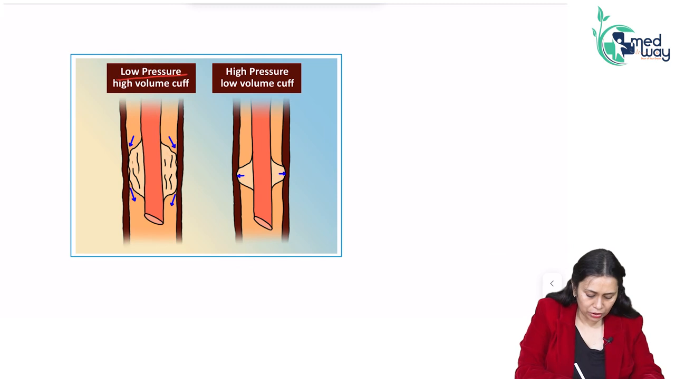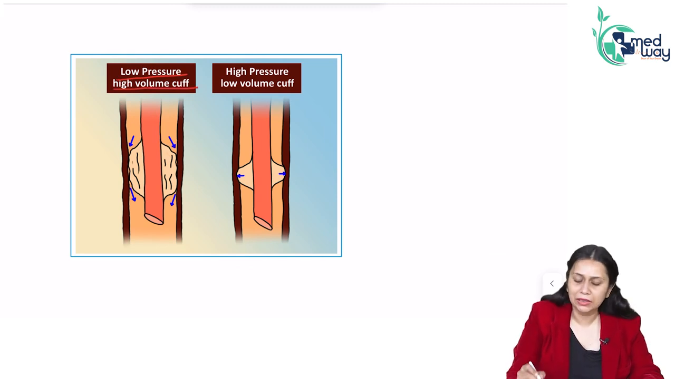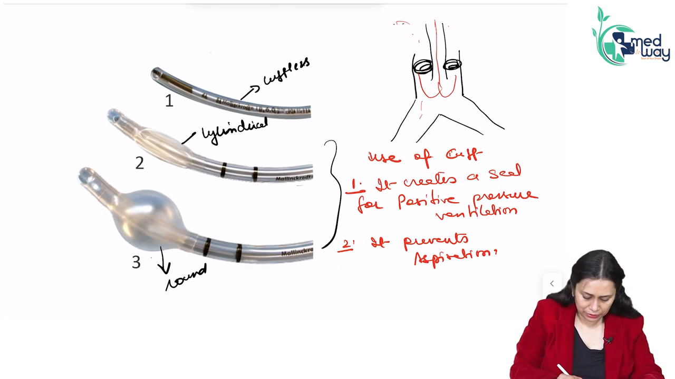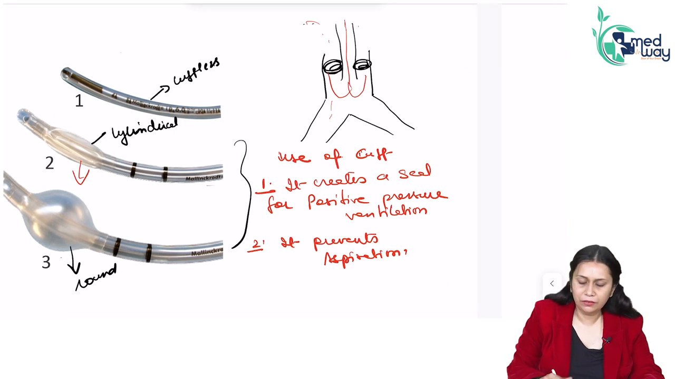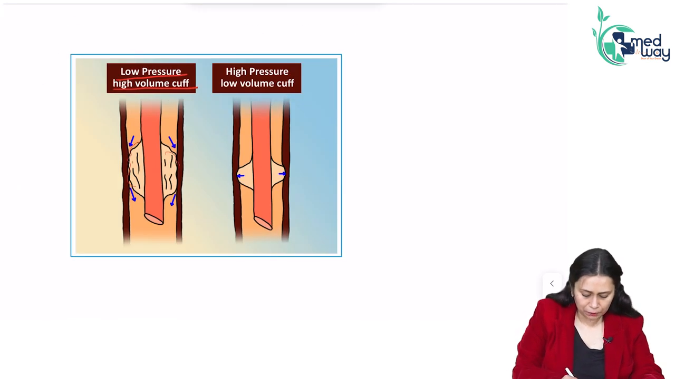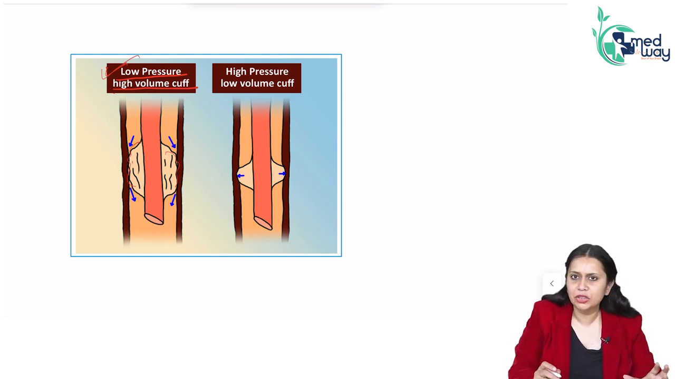The low pressure, high volume, that is the cylindrical cuff. I talked about this cylindrical cuff. When we inflate it, it has multiple sites of attachment with the tracheal wall. This generates a low pressure and high volume. Whatever volume we insert, it will not have a very high pressure exerted on the wall of the trachea.